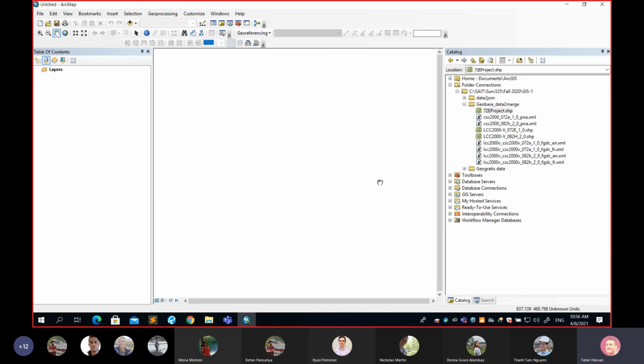Now, I will do the input in a reverse way. Right now, I will bring in my projected file first. And here we go. So this was the output of my projection tool, correct? What I will do is, I'm not going to start with this one, 72E. This one is geographic. I will start with this one here. I'm going to bring it in.